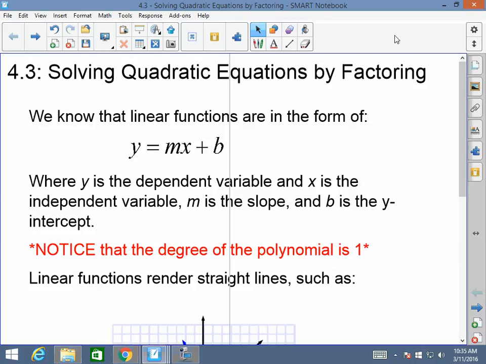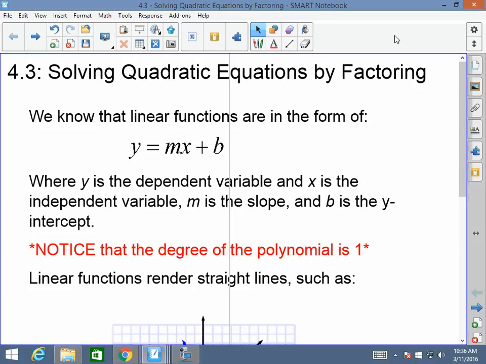So we're going to learn how to finally solve for these quadratic equations algebraically. Once you know how to solve for them algebraically, you can put those values into your graph and really make a super accurate graph. So the first skill that we have to learn is how to solve quadratic equations by factoring. But before I do that, I want to review something about linear functions.